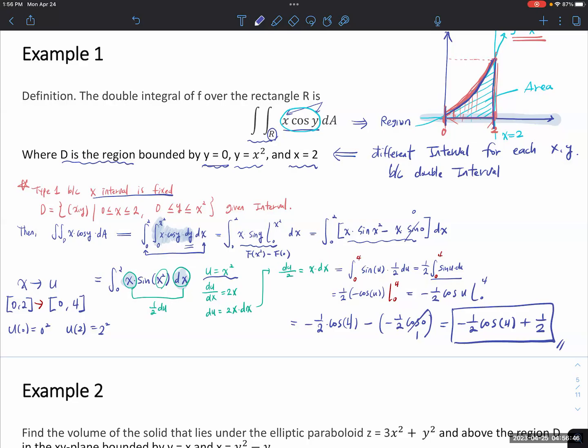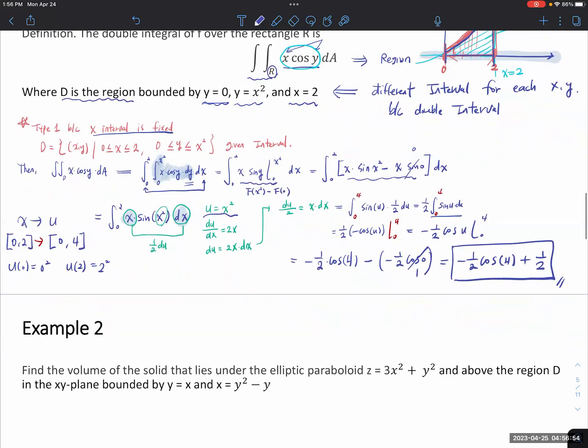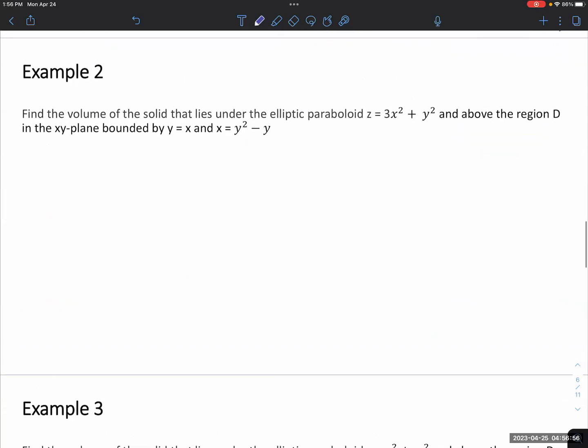So let's move on to example 2. So this is a double integral, right? So let's do example 2. Here we go. I'm going to go down slowly. So the patterns are the same. The function will be given, and then you need to check the interval, which one is fixed.